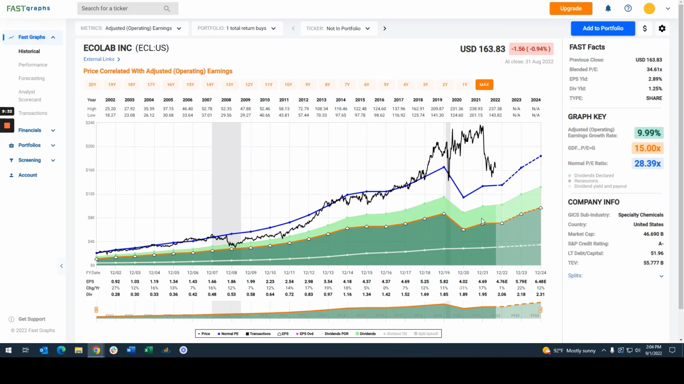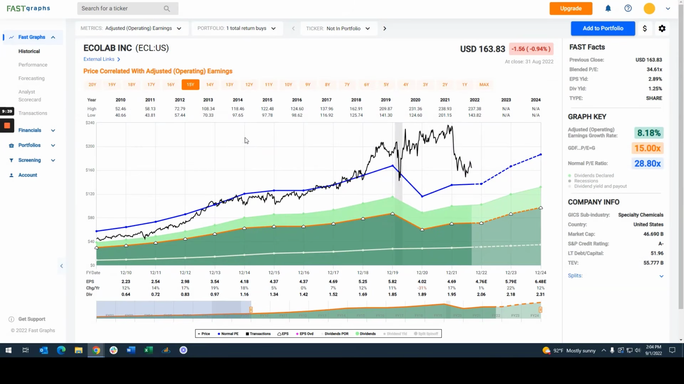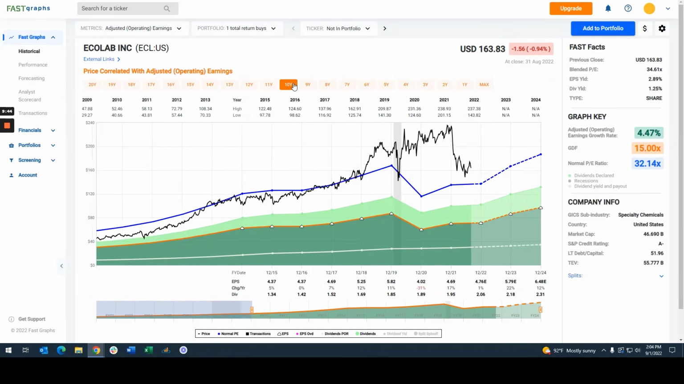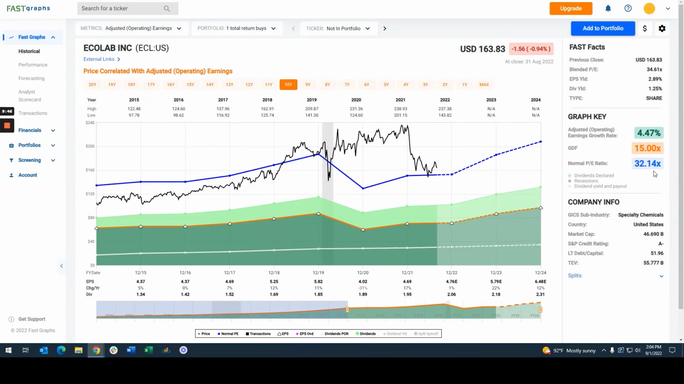25 to 30 might be the better way to say what the 28 is. For example, if I drop this to say 15 years, then my normal PE stays at the 28-80. But if I drop it to 10 years, now the normal PE goes up to 32 for this period of time. But that's only because I've got some really excessive PEs here, which were a clear indicator that the stock was overvalued, or should have been a clear indicator.